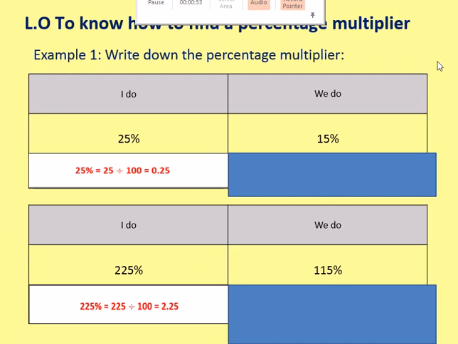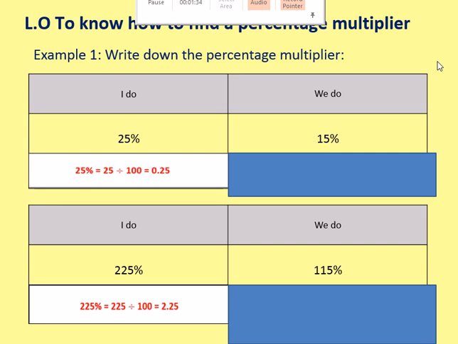Okay, so for our first I do and we do, we're asked to write down the percentage multiplier. So for the I do, we've got 25% and we want to find the percentage multiplier. Now the multiplier is effectively the decimal version of our percentage. The reason it's called the multiplier is because when we're trying to find that percentage, we can multiply by the decimal to do so. So for the minute, we're just finding the decimal version of the percentage. That is the multiplier.